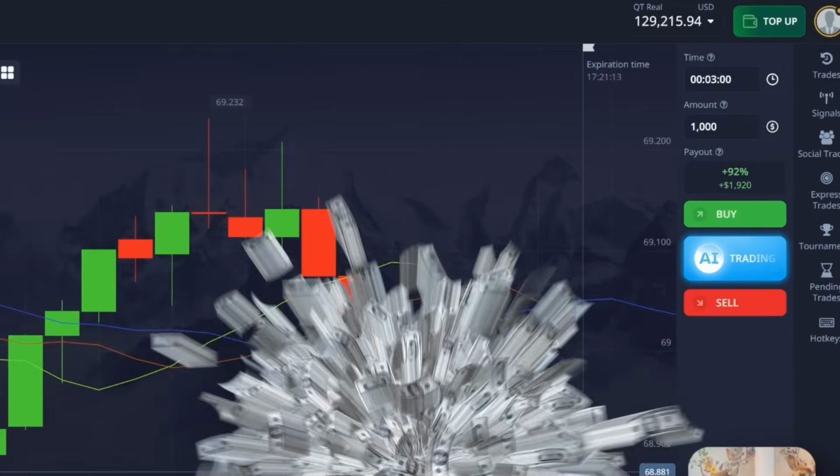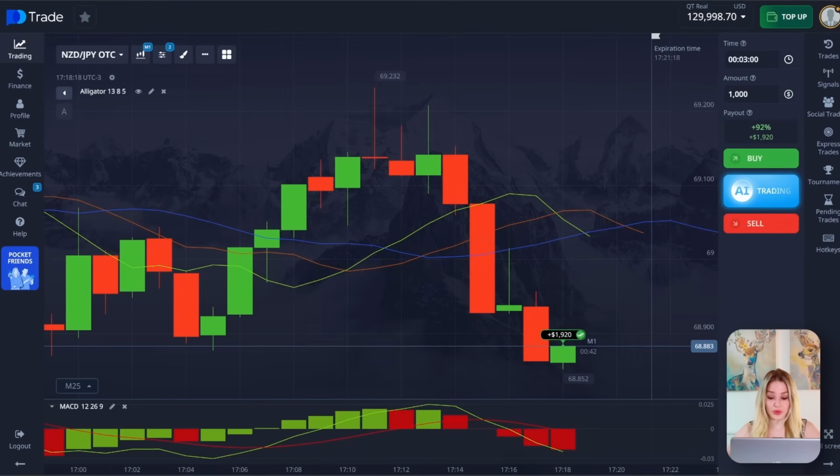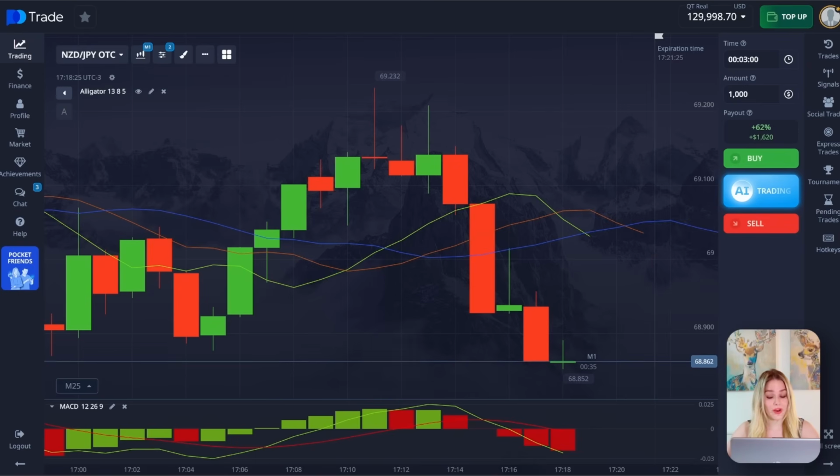Go, plus $920 to our wallet. The chart at the end of the trade was very interesting. There were many reversals. Also, our price went very far from the entry point, which indicates a good and productive trade.